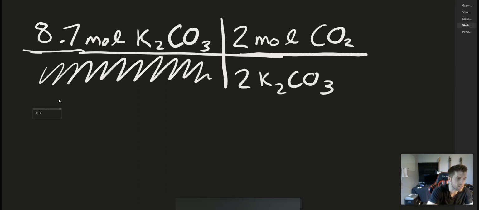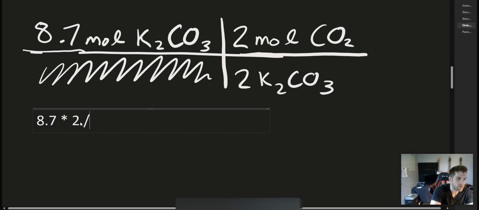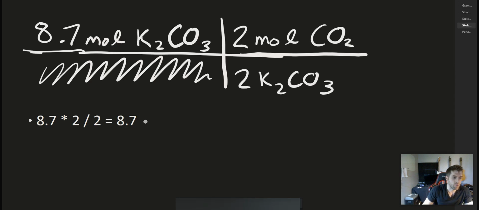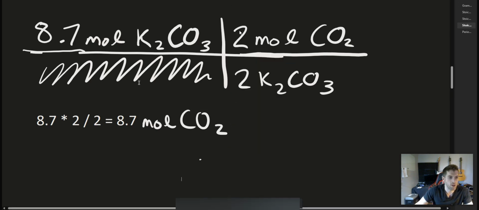So we have 8.7. I'm going to blow this up for us. 8.7 times 2 divided by 2 equals, and what do you know, it's 8.7. So the ratio is the same, the 2's are going to cancel each other out. We multiply the top, divide by the multiplied bottom, and this will be 8.7 moles of CO2. Nice and easy. Mole to mole ratios go quick.